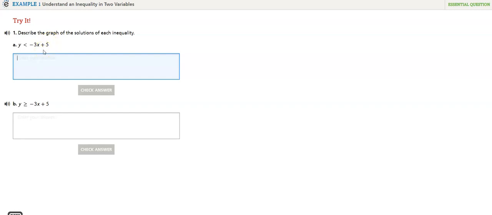I believe you have graph paper or little grids in your notebook. If you do, you can easily graph the line and then give it a dotted line or a solid line and shade above or below. If you do not have that, then you can sketch out a graph or just describe it in words, right? It's going to be a line. Is it solid or dotted? Is it above or below?